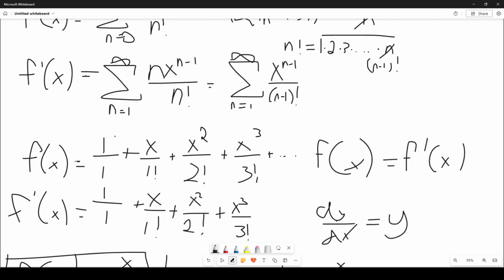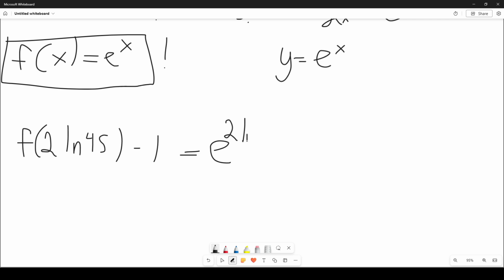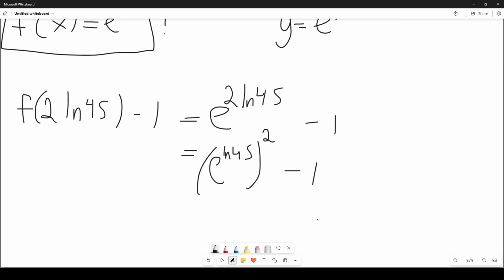So, let's look back. We are trying to find f of 2 times ln 45, minus 1. Okay? Well, using this identity up here, we get that this is e to the 2 ln 45, minus 1. And if you would like to, you could finish here, but there's a couple simplifications we can do. This here is e to the ln 45 squared using simple power rules, minus 1.